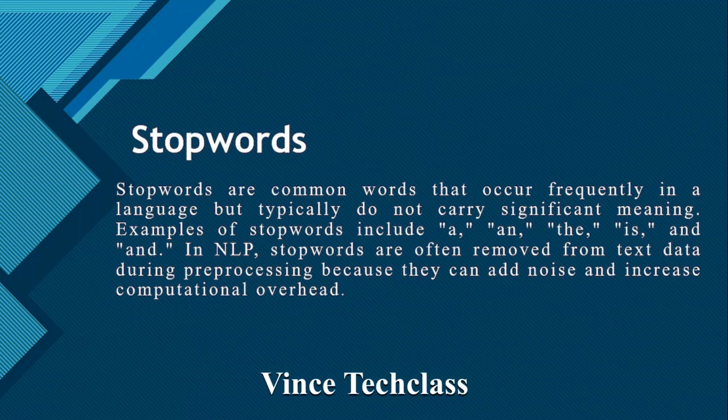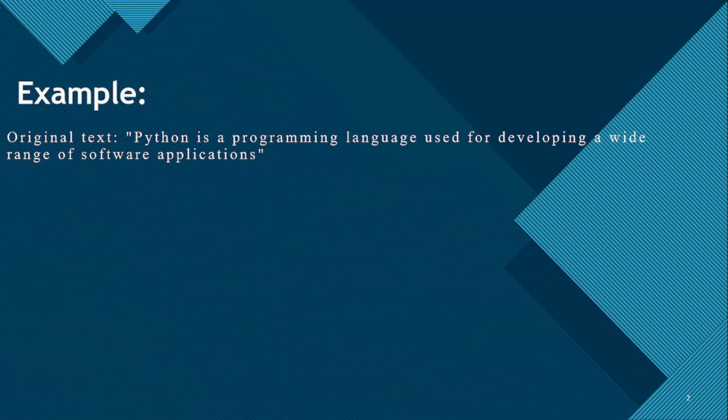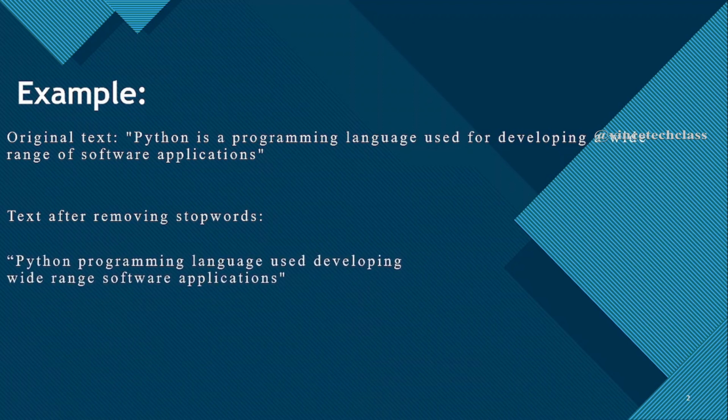Now, in natural language processing, stopwords are often removed from text data during preprocessing because they can add noise and increase computational overhead. Now, let's see a basic example. From our example, we have our original text as Python is a programming language used for developing a wide range of software applications. Now, let's see the text after removing stopwords. After removing stopwords, we have our sample text as Python programming language used developing wide range software applications.